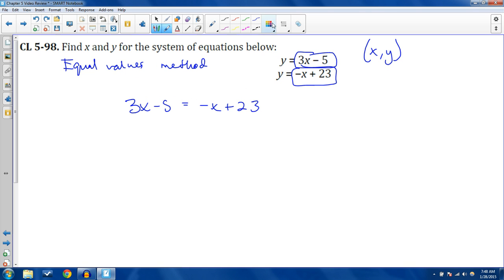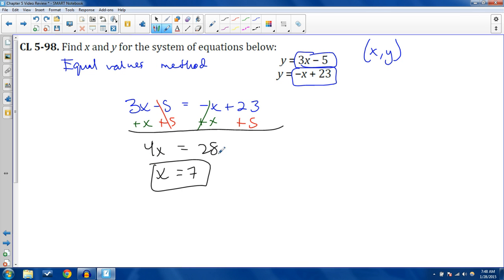And you solve the rest of the way. The thing is, though, we're not done once we solve for x. We also have to solve for y. So I'm going to add x to both sides. I'm going to add 5 to both sides to isolate. And I now have 4x equals 28. Divide both sides by 4. You get x equals 7.